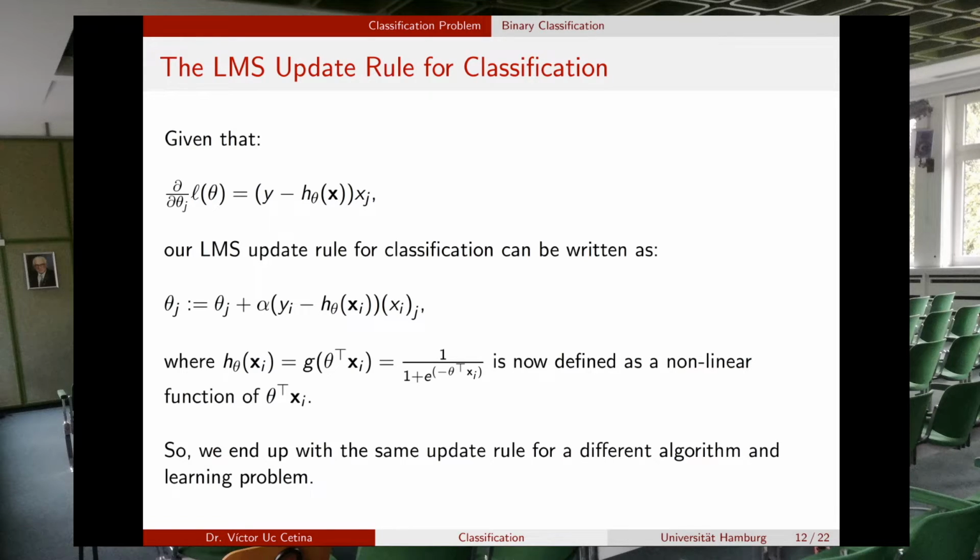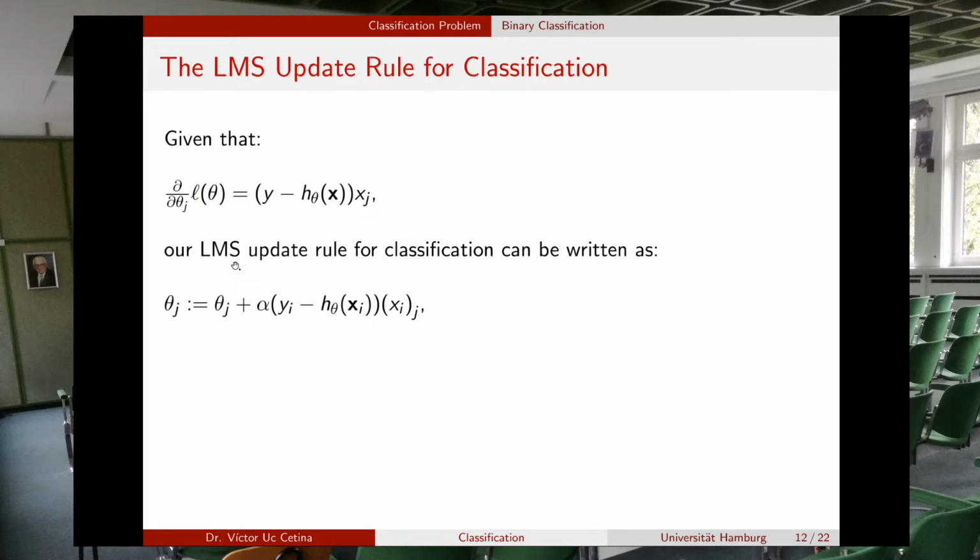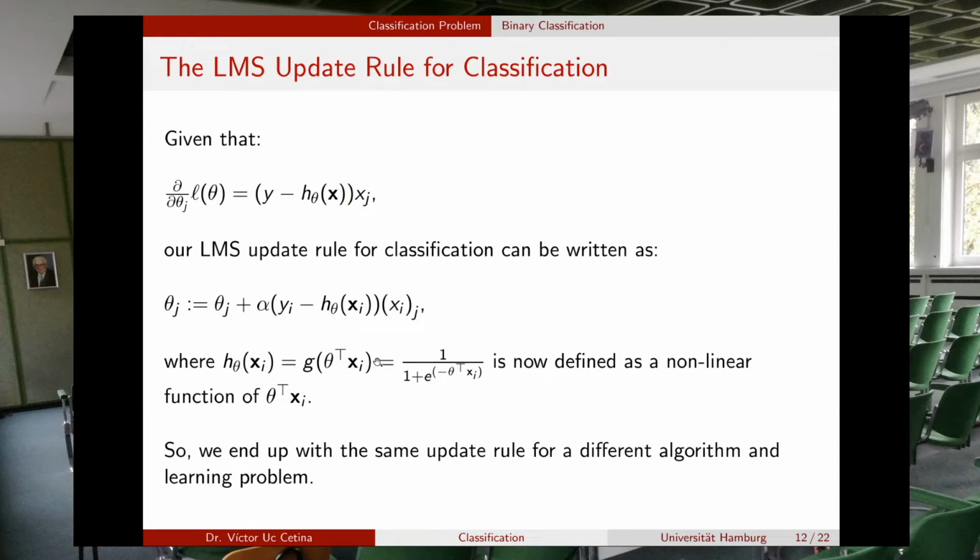So given that the partial of the log likelihood is this expression, our least mean square update rule for classification in this case can be written like this. Okay, where this h now involves also the evaluation of the g function, of the sigmoid function, which is this S-shaped function. And now you should consider that this function is non-linear, and therefore, even though our learning rule looks like the same, it is not the same, because now this h is a non-linear function.